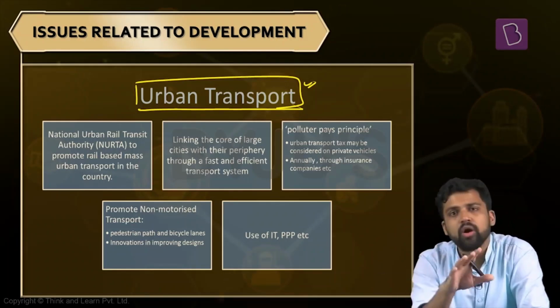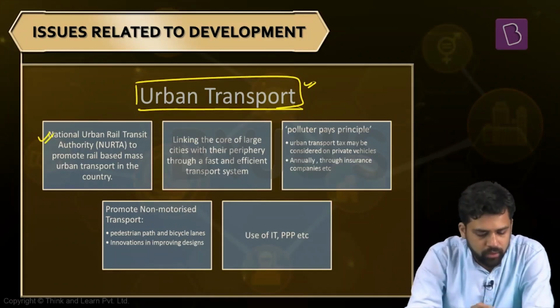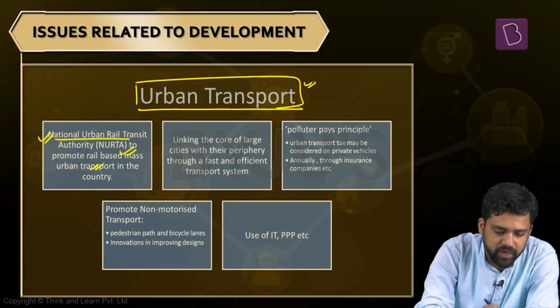So what can we do to reform urban transport? One suggestion is that we need to promote rail-based mass transport. Rail-based mass urban transport. We need to create a separate institution which can do this.